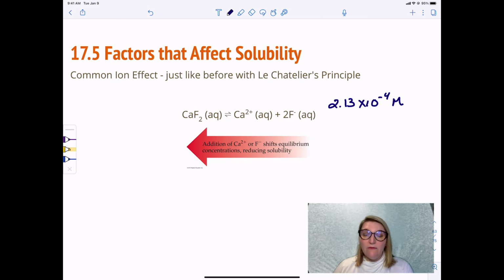Through the idea of Le Chatelier's principle and the common ion effect, if we dissolve calcium fluoride into a solution that already has some calcium or already has some fluoride in it, we would expect that the equilibrium will shift to the left, to where the undissociated or undissolved calcium fluoride is, and that the solubility would actually decrease. So a common ion will decrease the solubility.